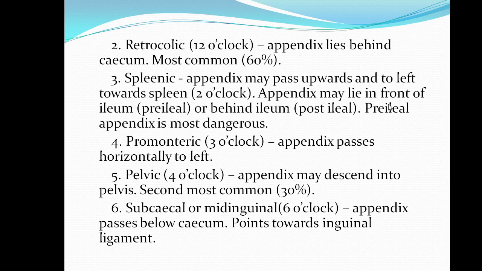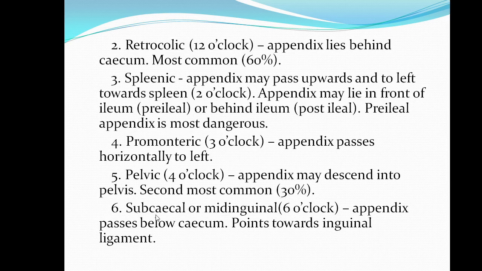Appendix may lie in front of the ileum, that is the pre-ileal, or it may lie behind the ileum, that is the post-ileal. Pre-ileal appendix is most dangerous. Then the promontoric, that is 3 o'clock position. The appendix may pass horizontally to the left. The pelvic position, that is the 4 o'clock position, the appendix may descend into the pelvis. This is the second most common. The pelvic position is the second most common position and it is present in about 30% people.